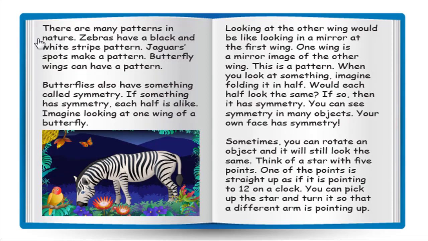There are many patterns in nature. Zebras have a black and white stripe pattern. Jaguar spots make a pattern. Butterfly wings can have a pattern. Butterflies also have something called symmetry. If something has symmetry, each half is alike. Imagine looking at one wing of a butterfly. Looking at the other wing would be like looking in a mirror at the first wing. One wing is a mirror image of the other wing.